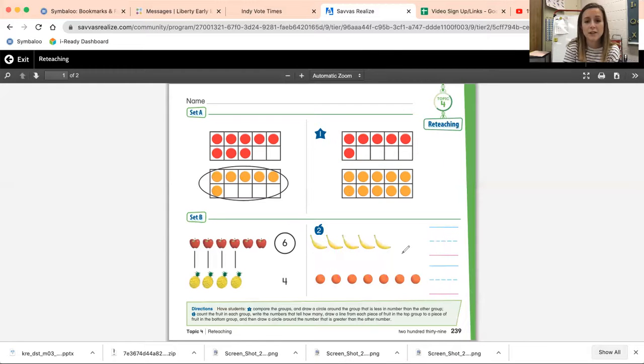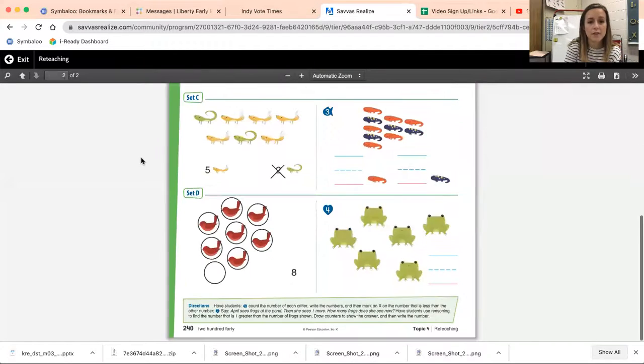All right, let's do a little bit more practice on this page. We're going to look at numbers 3 and number 4. And let's see, so number 3 says, count the number of each critter. Write the numbers and mark an X on the number that's less. Are we looking for the number that's bigger or smaller? You're right, we're looking for smaller. Less is smaller. Let's count the orange ones first. 1, 2, 3, 4, 5, 6. Let's write that number.